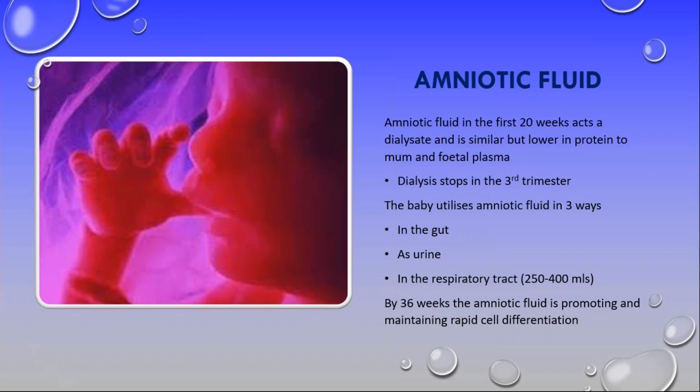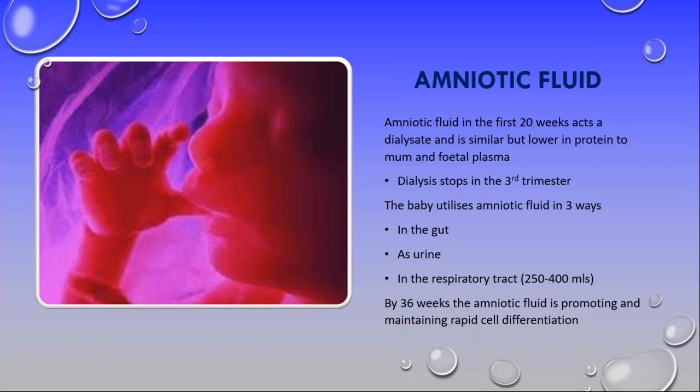So when we talk amniotic fluid, in the first 20 weeks of pregnancy, the amniotic fluid acts like a dialyzing fluid and is very similar but lower in protein to the mum and the fetal plasma. Dialysis via the amniotic fluid stops in the third trimester. And the baby utilizes amniotic fluid in three ways. Firstly, it goes into the gut and it will sit there and ends up becoming meconium, as urine. And in the respiratory tract, there will be fluid as well. And by 36 weeks, the amniotic fluid is promoting and maintaining rapid cell differentiation.